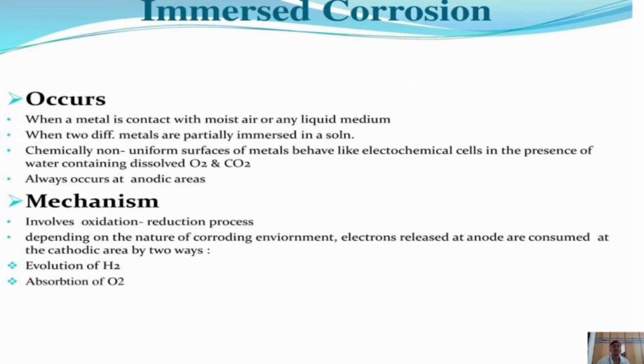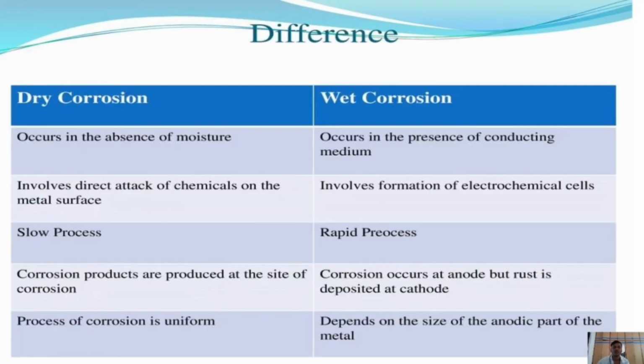Wet corrosion occurs when a metal is in contact with moist air or any liquid medium, or when two different metals are partially immersed in a solution. Chemically non-uniform surfaces of metal behave like electrochemical cells in the presence of water containing dissolved O2 and CO2. Corrosion always occurs at anodic areas. The mechanism involves oxidation and reduction processes depending on the nature of the corroding environment. Electrons released at the anode are consumed at the cathodic area by evolution of H2 or absorption of O2.